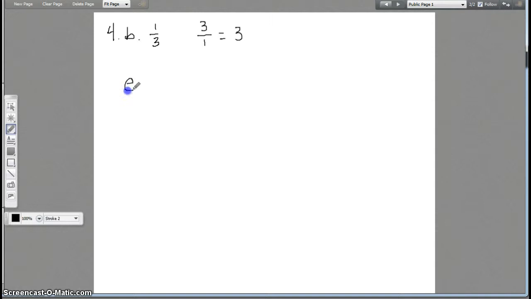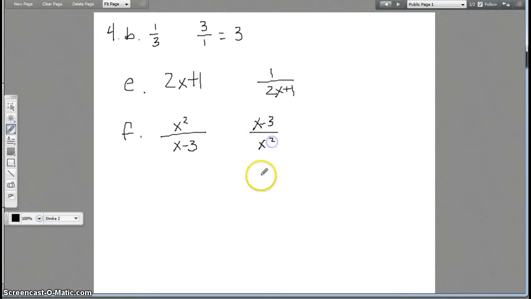Okay, part E, we have 2x plus 1. The reciprocal of that is 1 over 2x plus 1. Okay, part F, we have x squared over x minus 3. The reciprocal of that, we just flip it over. X minus 3 goes on the top now, and the x squared goes on the bottom. So this is number 4, which is just like number 9. All you have to do is flip over your fraction. If what you have is not a fraction, like the 2x plus 1, consider it a fraction over 1, and then you flip it over.